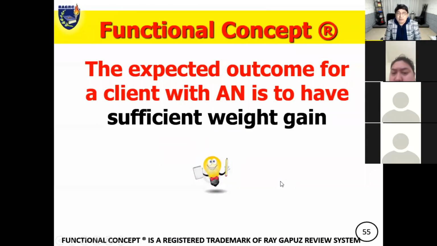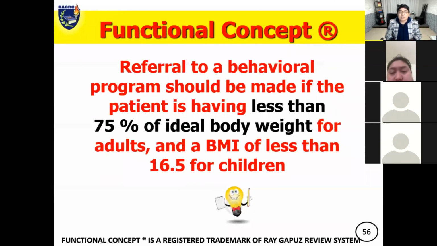So what's the expected outcome for a client with anorexia nervosa? To have sufficient weight gain. This is the long-term outcome. The short-term outcome would be for the patient to avoid inducing vomiting by staying in a public place, okay, after meals. So referral to a behavioral program should be made if the patient is having less than 75% of the ideal body weight for adults and a BMI of less than 16.5 for children.